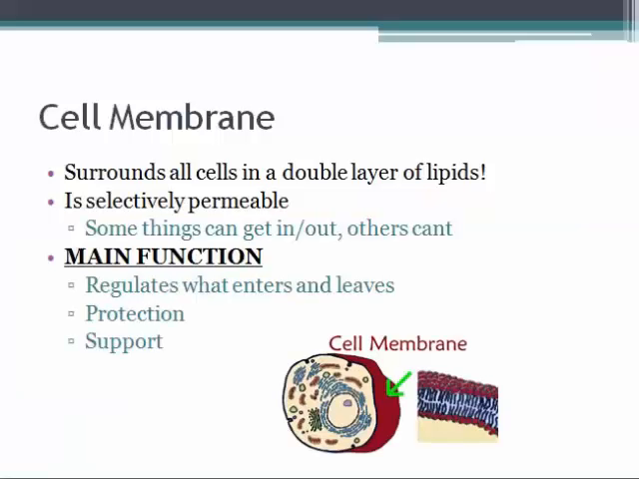The cell membrane is the outside of the cell. It is going to be a lipid bilayer on the top and the bottom, and combined they form the cell membrane. It surrounds all cells in a double layer of lipids. It is selectively permeable, so basically this means some things can get in, some things can get out.